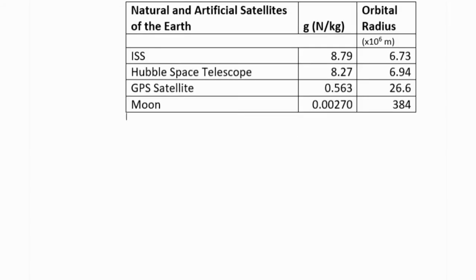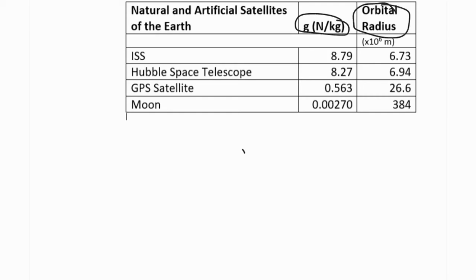So let's look at this question. So here we have some natural and artificial satellites of the Earth. So we have the ISS, Hubble Space Telescope, a GPS satellite, and the moon. So these are things that go around the Earth. And we are manipulating their orbital radius, and we are measuring their gravitational field strength.